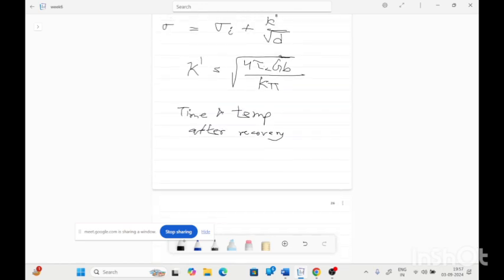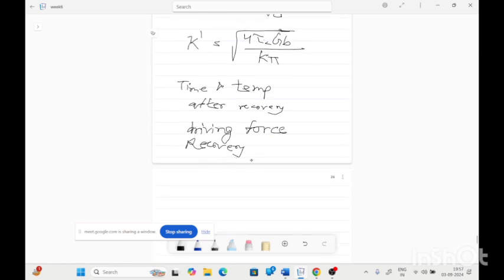Means in some part it can also be seen that the driving force is available during the annealing process. So if the recovery consumes more strain energy, then recrystallization will need a high driving force. Means the driving force for recrystallization is higher than for the recovery process.